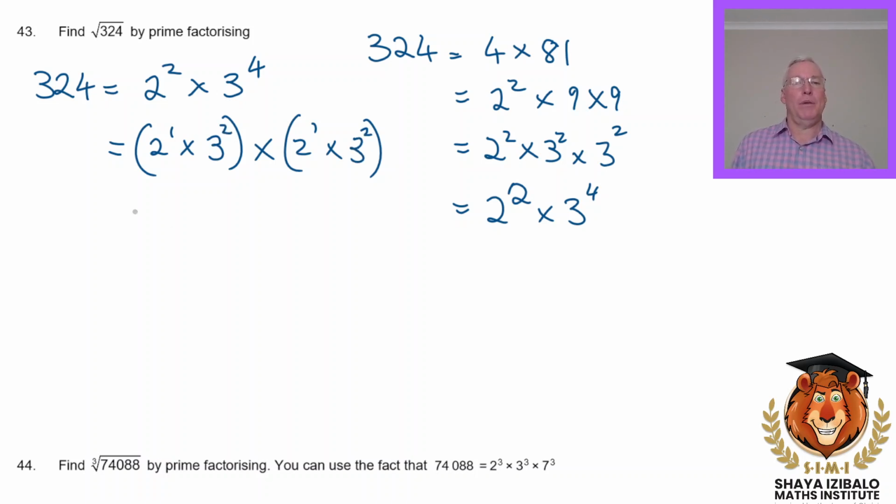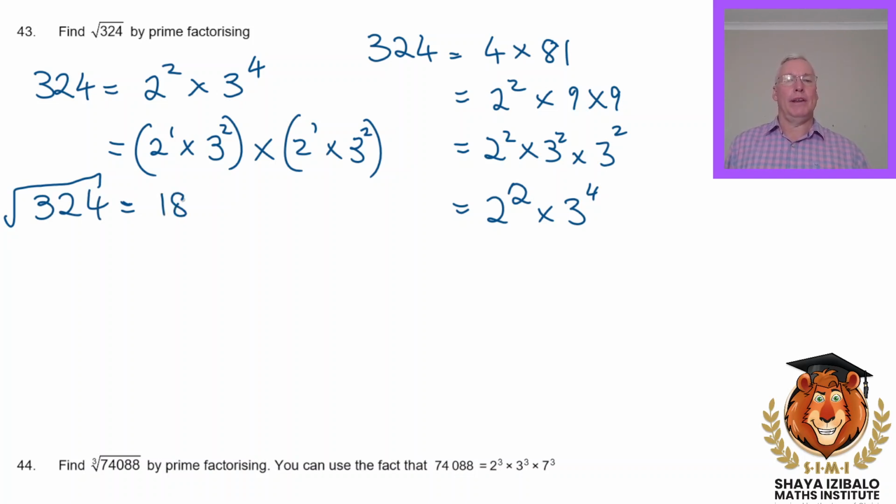Okay, and what we get, we now have written 324 as a number times by itself. And one of those numbers will give us the square root of 324. 2 times 3 squared is actually 18. Okay, this number over here is 18, as is this number over here, and it's the square root of 324.